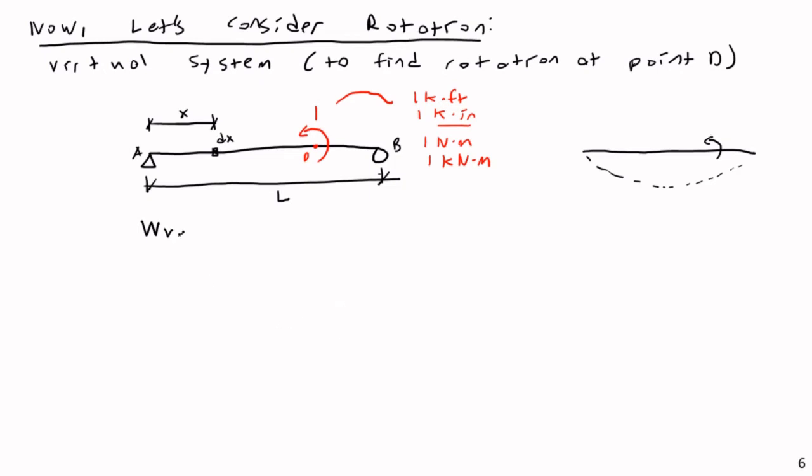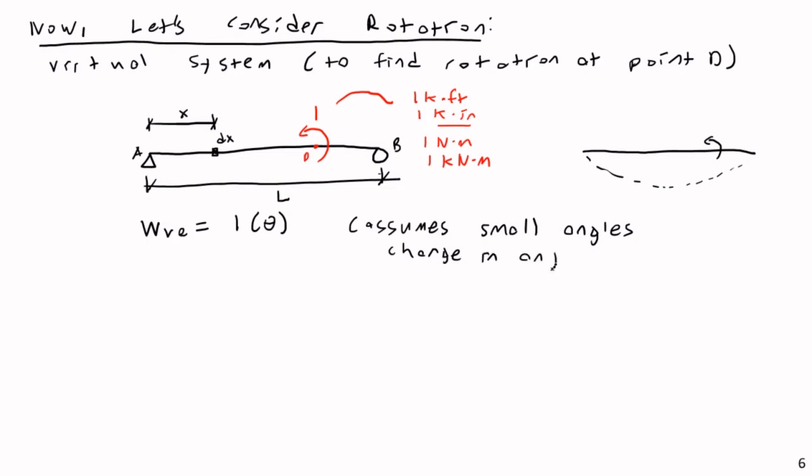So our virtual external work here is just going to be equal to 1 times theta, our actual rotation that we're looking at. And again, this is assuming small angles. Or in other words, change in angle is approximately equal to change in arc length. You can also think of it as the work caused by a moment being really just the moment times the change in angle. So in turn, our internal work, however, is going to be exactly the same.